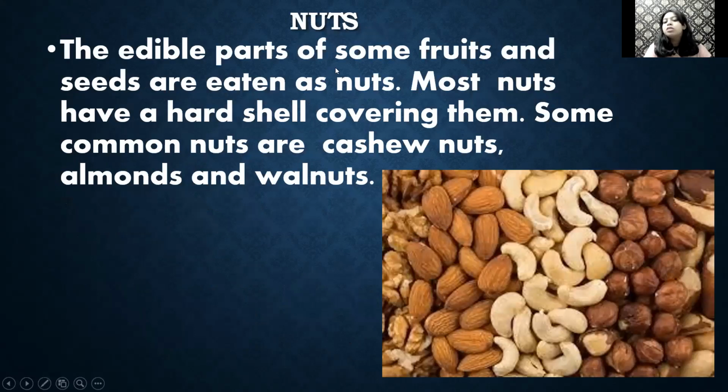Now, lastly, coming to nuts. The edible parts of some fruits and seeds are eaten as nuts. Most nuts have a hard shell covering them. Some common nuts are cashew nuts, almonds, and walnuts. Plants give fruits and seeds, and they are eaten as nuts. So we eat nuts, isn't it, children? The almond, the cashew, the walnuts, all of these are nuts that come from the plant.